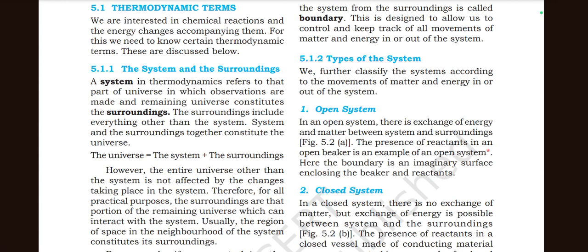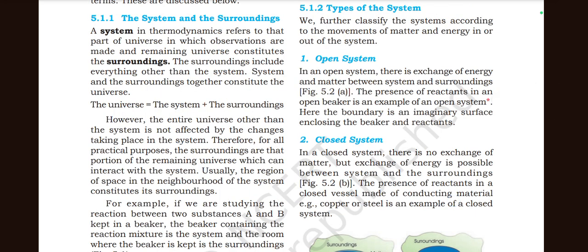However, the entire universe other than the system is not affected by the changes taking place in the system. Therefore, for practical purposes, the surroundings are that portion of the remaining universe which can interact with the system. Usually, the region of space in the neighborhood of the system constitutes the surroundings. For example, if we are studying the reaction between two substances A and B kept in a beaker, the beaker containing the reaction mixture is the system and the room where the beaker is kept is the surroundings.